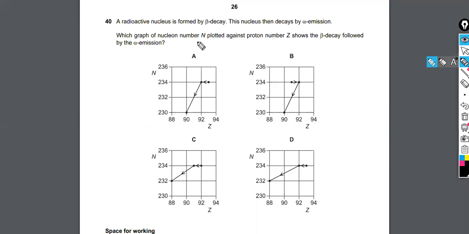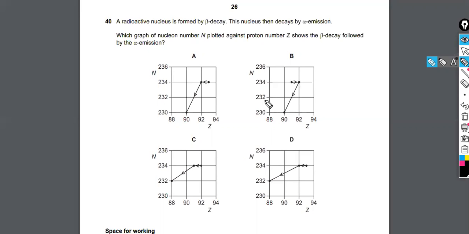It says, which graph of nucleon number N plotted against proton number Z shows the beta decay followed by alpha emission? We're basically looking for, the first thing it needs to do is go up by 1 on here. So it's like going from here to here. Here it looks like it's going down 1. Here it looks like it's going down 1. Here it looks like it's going down 1. But it would go up 1, right? Because we'd be at 91 and we'd go to 92.